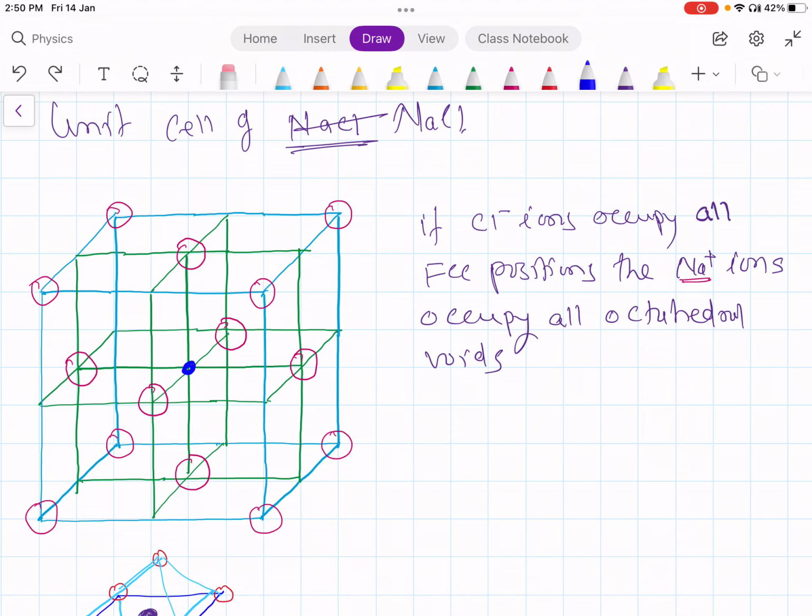Also, these octahedral voids are formed at the midpoint of every edge. So this is the midpoint of this edge. Similarly, midpoint of this edge, midpoint of this edge, this edge, this edge. Total there are 12 edges.